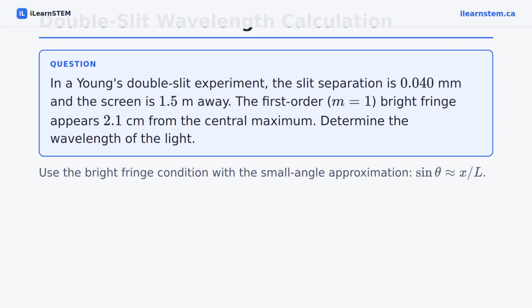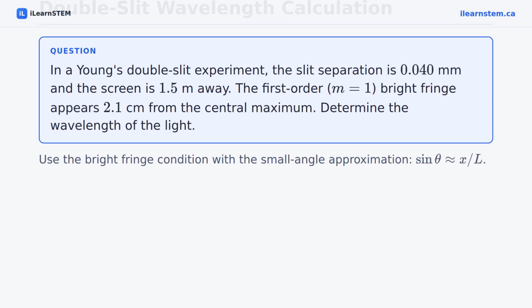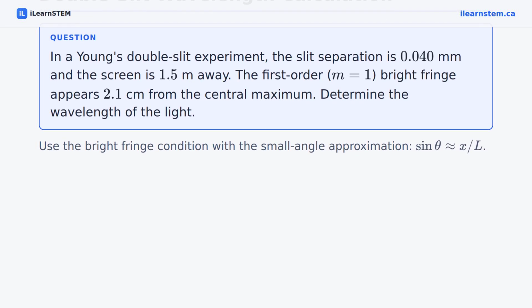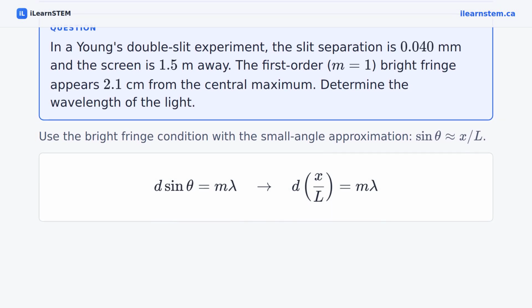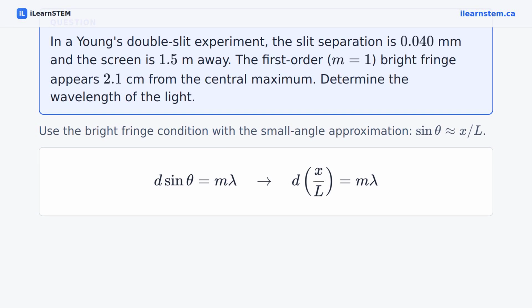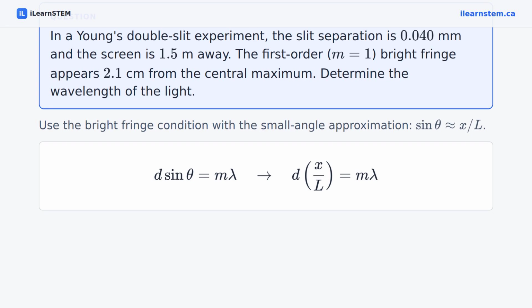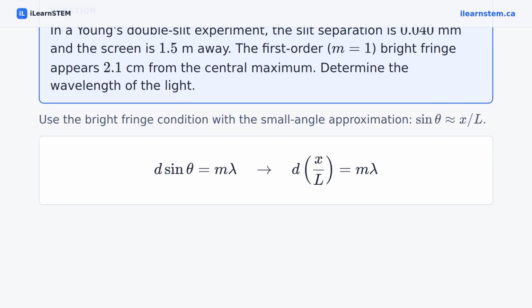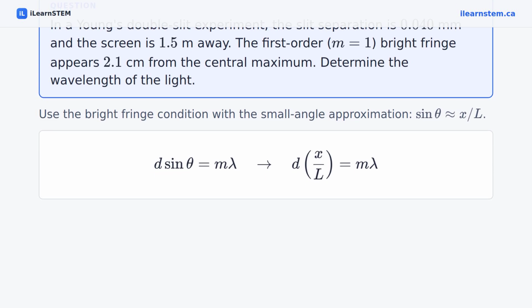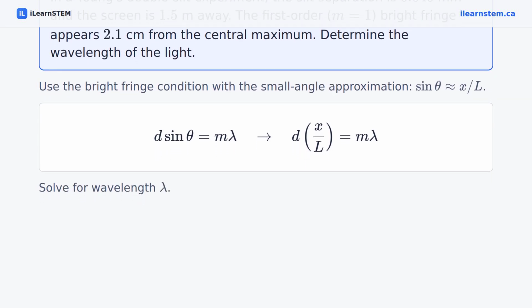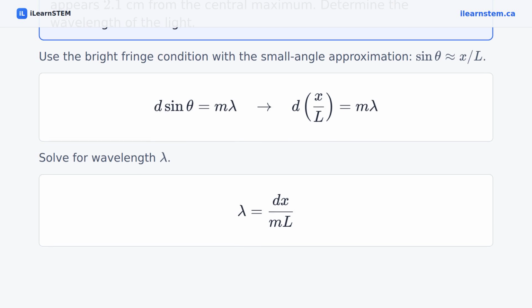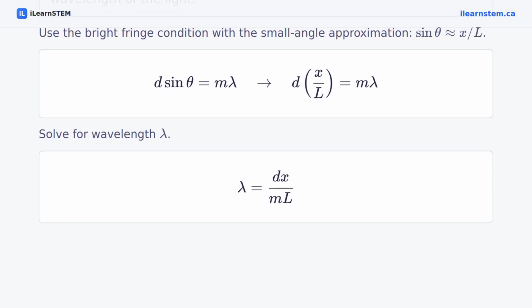First, we use the bright fringe condition. For small angles, sine theta is approximately x over L. The condition is d sine theta equals m lambda. Substituting sine theta with x over L gives d times x over L equals m lambda. Now solve for the wavelength lambda. Lambda equals d times x divided by m times L.